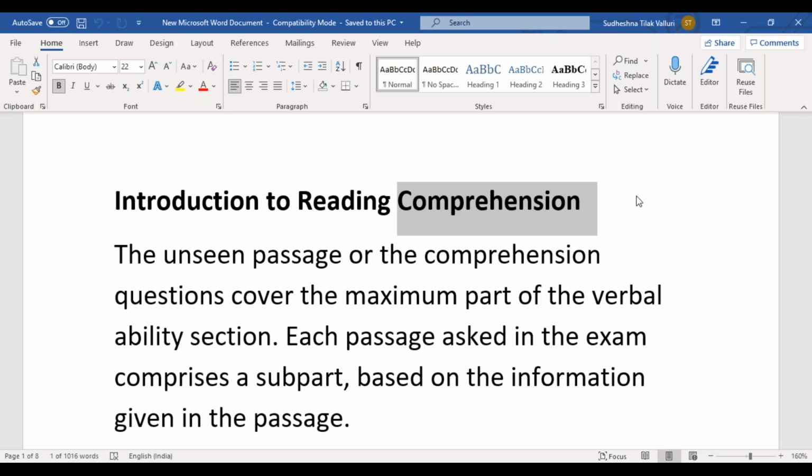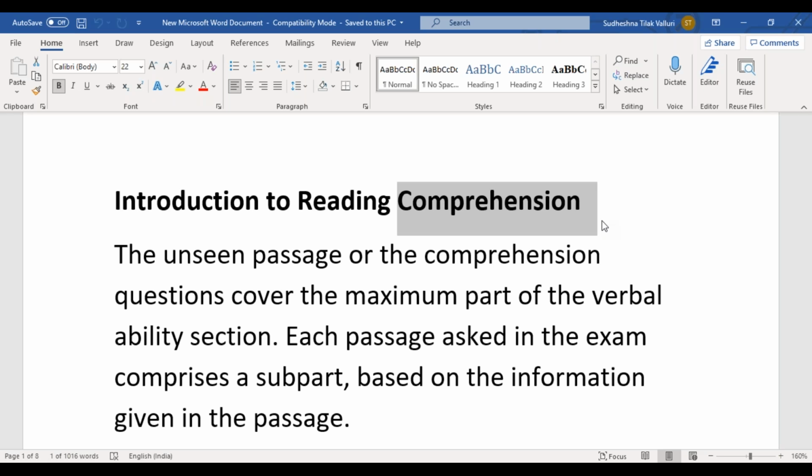Comprehension means understanding. Yes. Understanding, conception, apprehension, knowledge, awareness, perception, interpretation, grasp. So there are many such words for comprehension.